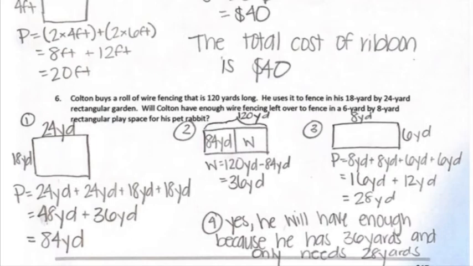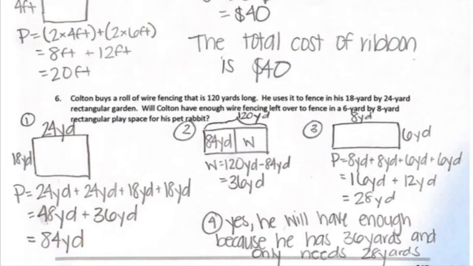Now going to step 3, I need to find out if he has enough for the 6-yard by 8-yard rectangular play space for his pet rabbit. So I draw that rectangle, 8 yards by 6 yards. I'm going to find the perimeter and I add up all the sides. 8 yards plus 8 yards plus 6 yards plus 6 yards. So that turns into 16 yards plus 12 yards, which is now 28 yards.